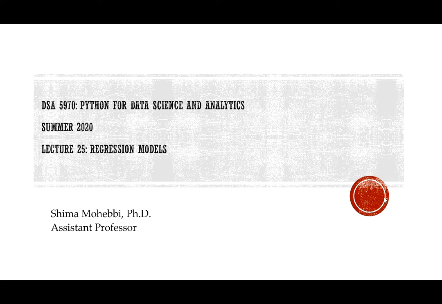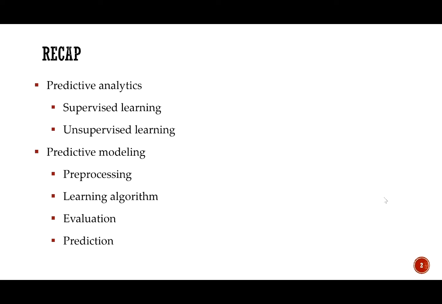In this lecture, we'll be discussing regression models. A quick recap. Last time we talked about two main categories of predictive modeling techniques, including supervised learning and unsupervised learning algorithms. For supervised learning algorithms, we work with data sets which have target values or labels. But for unsupervised learning algorithms, the data sets do not have any target value, and instead we want to find the hidden structure in the data set.